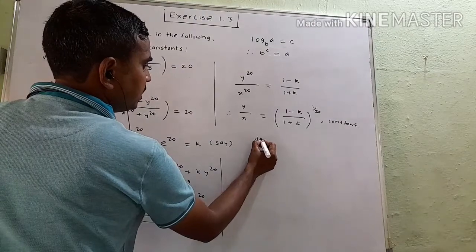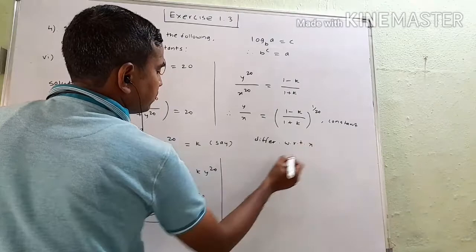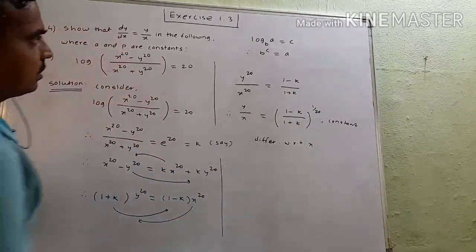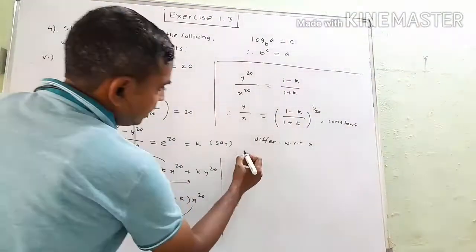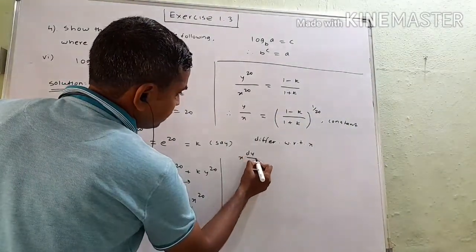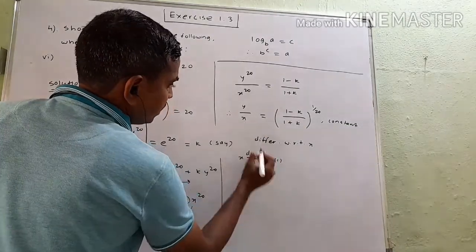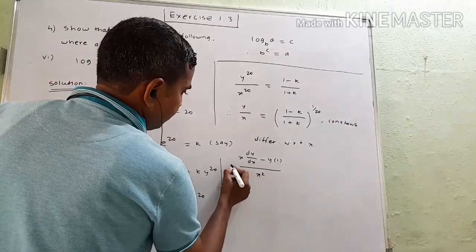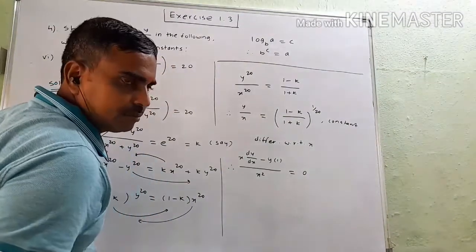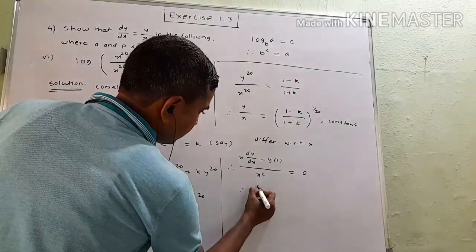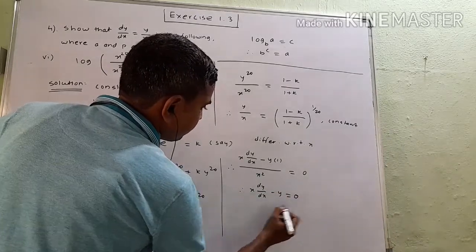Now we will differentiate the above equation with respect to x. What will be the derivative of the left side? Denominator as it is, derivative of numerator is dy by dx, minus numerator as it is, derivative of x is 1, divided by x square, and the right side derivative is 0. If we multiply this by x square, we get x into dy by dx minus y equal to 0.